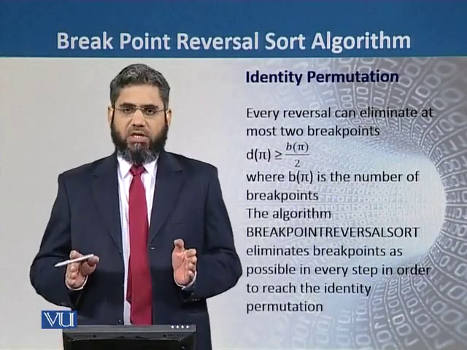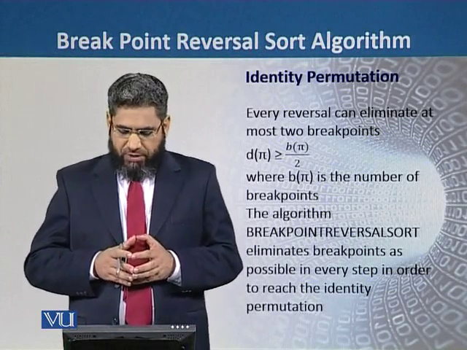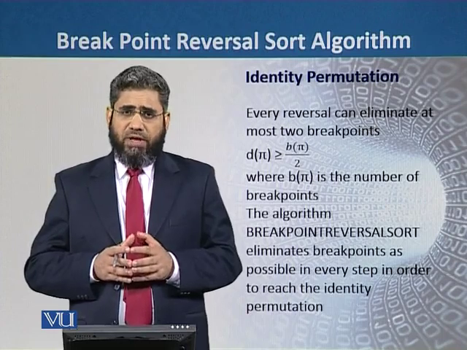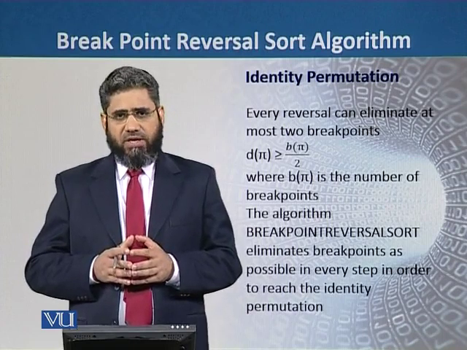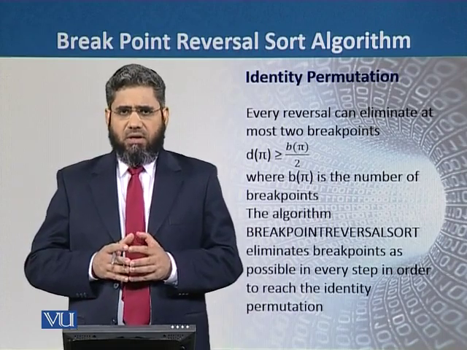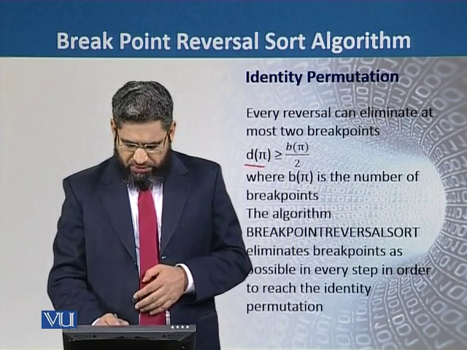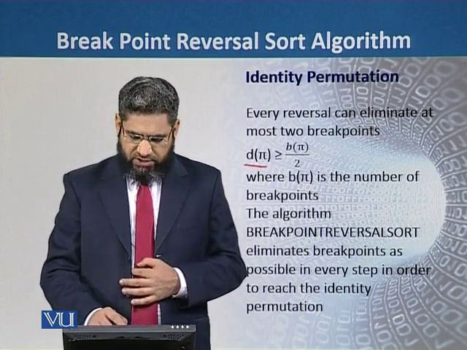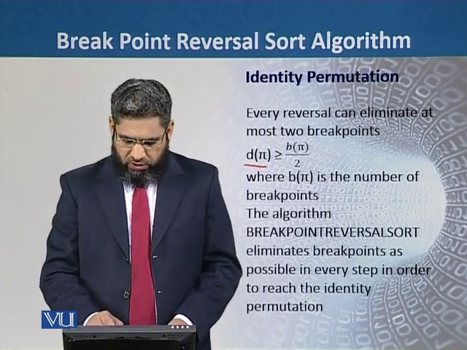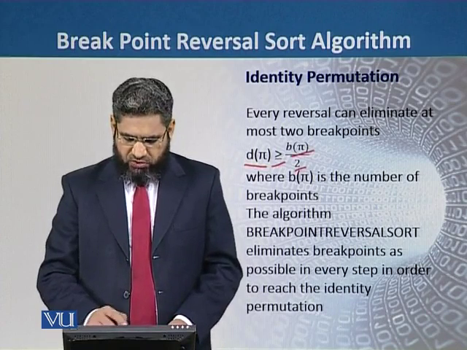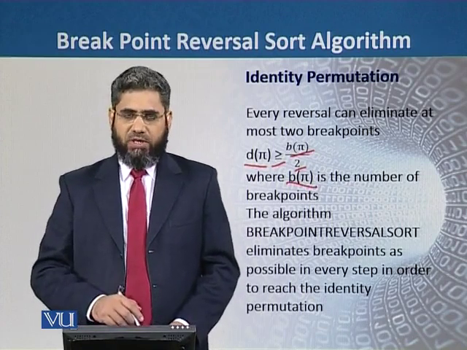So every reversal can eliminate at most 2 breakpoints, one in the left direction and the other in the right direction, and ultimately we will come up with the equation d(π) ≥ b(π)/2. We already know that d(π) is the reversal distance, and that b(π) is the number of breakpoints.